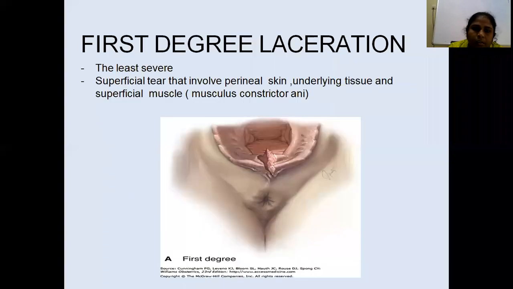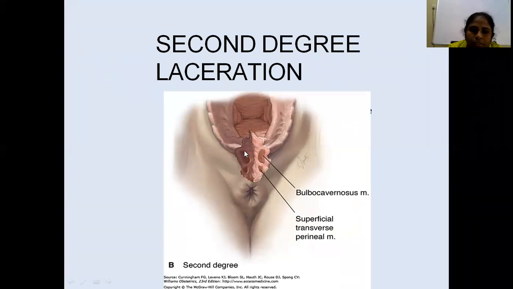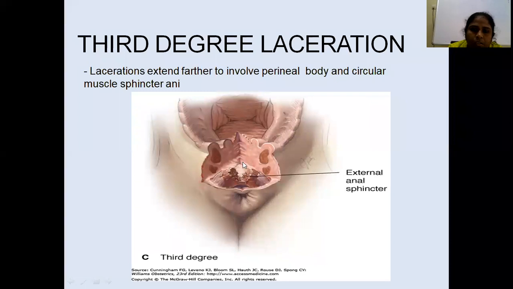What are these degrees? First degree: see, this is the vagina, this is the vaginal mucosa, and this is the perineal skin. First degree laceration means the skin is involved, with underlying tissues, maybe a superficial muscle. This is the anal sphincter. This is a first degree laceration. Second degree laceration is when muscle is also involved: bulbocavernosus and superficial transverse perineal muscles. Third degree laceration means it involves the perineal body and circular muscles of the sphincter ani. The anal sphincter is involved here, partially.